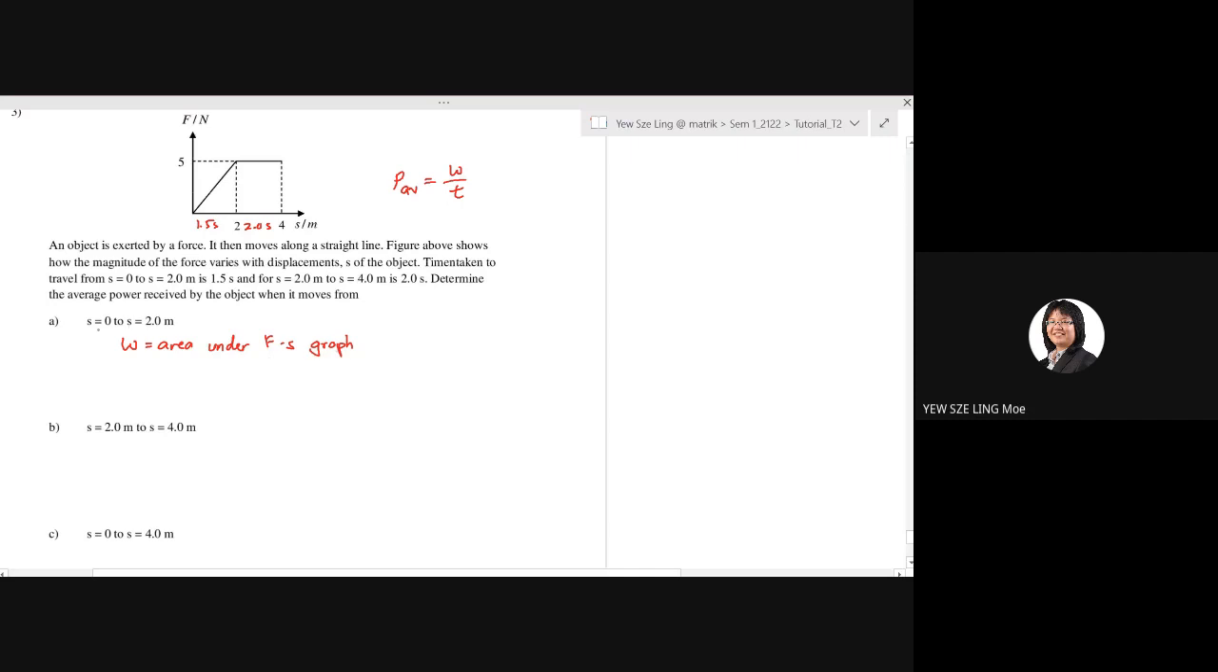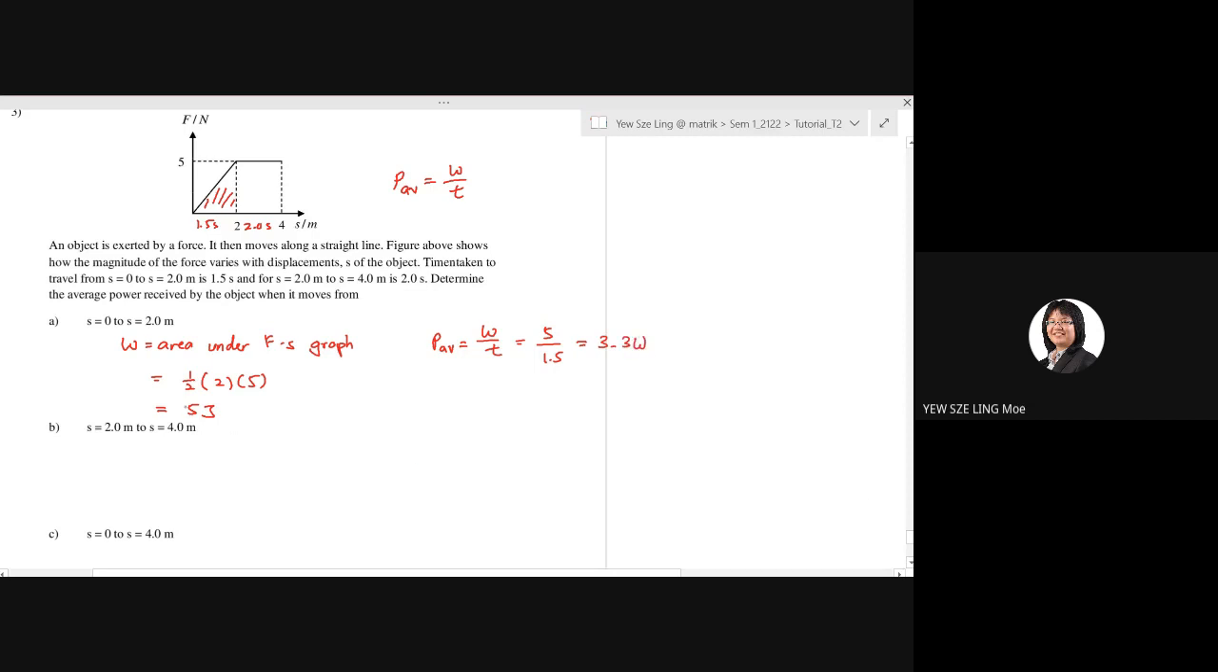So how are we going to calculate work done? We look at its displacement. Now the question 1 is asking for displacement from 0 until 2, so it just wants the first part of the graph. The first part of the graph is a triangle. Therefore, 1 over 2 times the base, which is 2, and then times the height. So work done is equal to 5 joule. So from here, we can then determine the average power. So W over T, which is 5 over, now the time taken is 1.5 seconds from 0 until 2 meter. Therefore it is equal to 3.3 watt.